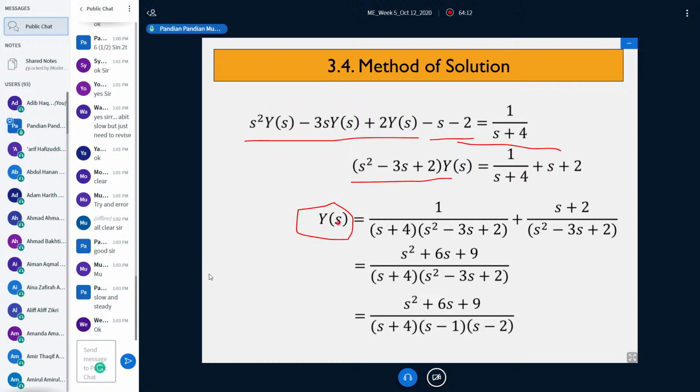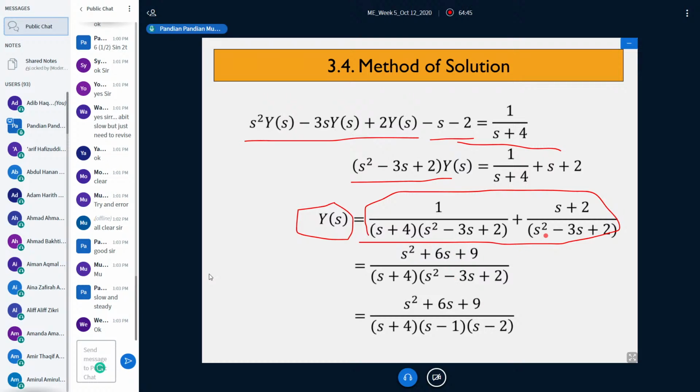So the algebra is Y(s). Last time we called it capital F(s). Capital F(s) is the algebraic equation. So this is the algebraic equation: 1 over s plus 4 divided by s² minus 3s plus 2, and then plus s plus 2 divided by s² minus 3s plus 2. Now this one you can simplify. This 2 you must make it 1. How? Denominator s plus 4. This divided by this one.